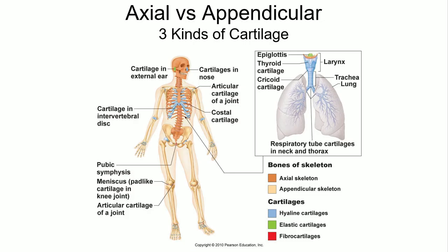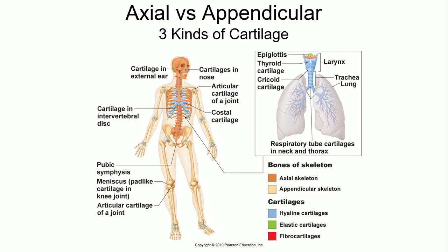And then we have the appendicular skeleton, so that's everything else. That's 126 bones. Those are our appendages. So think pectoral girdle, upper limbs, pelvic girdle, lower limbs. Everything around the axis, basically. And that's going to be that tan color right there on the skeleton. So 80 bones in the axial, 126 bones in the appendicular, so 206 bones are in the human body. Human body is comprised of 206 bones.